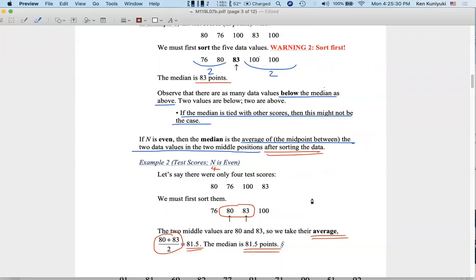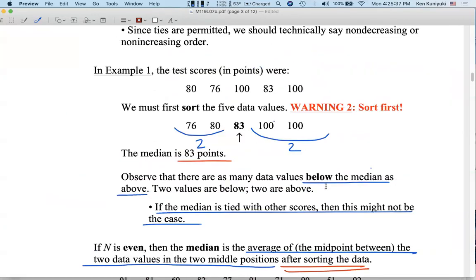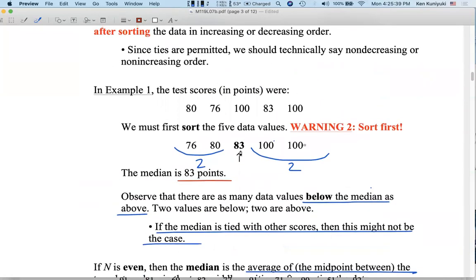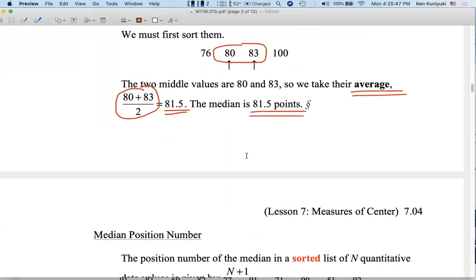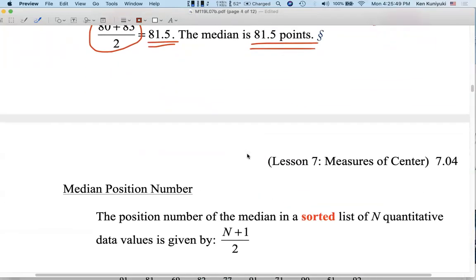All right. Now, how do we know which data value to stop at? So once we've sorted a big old list, how do we know when to start? How do we know that we're done once we get the 3rd lowest value, which is also, by the way, the 3rd highest value? Well, we can find the median position number.